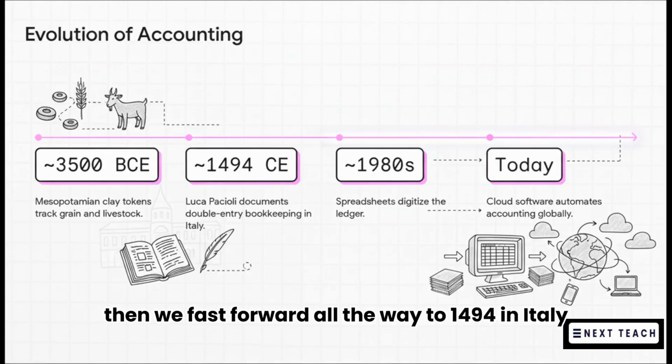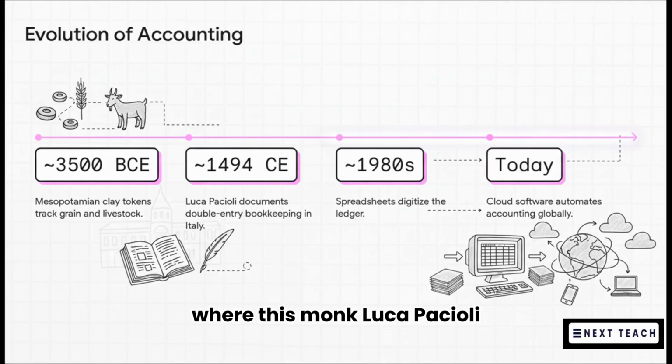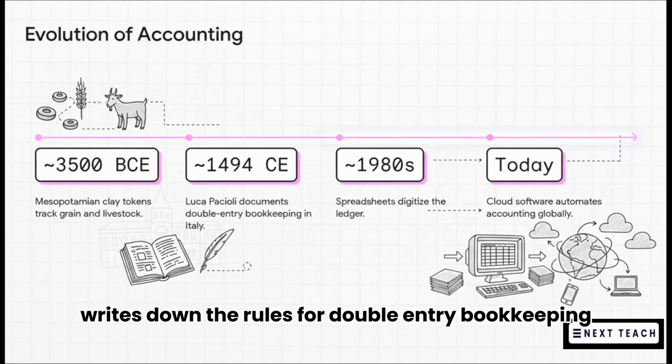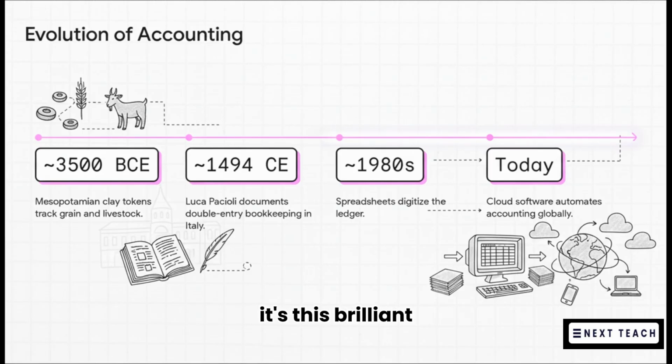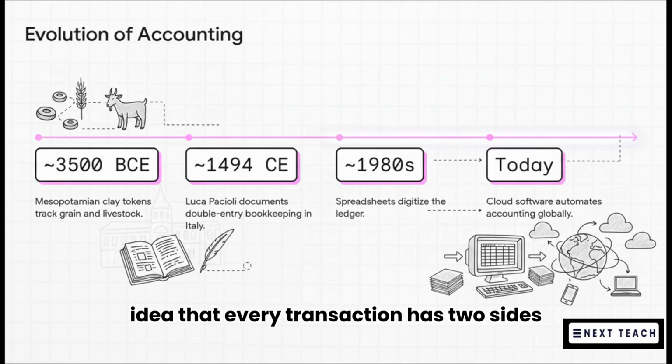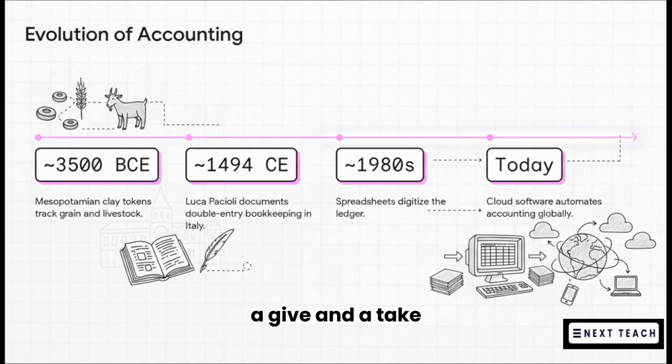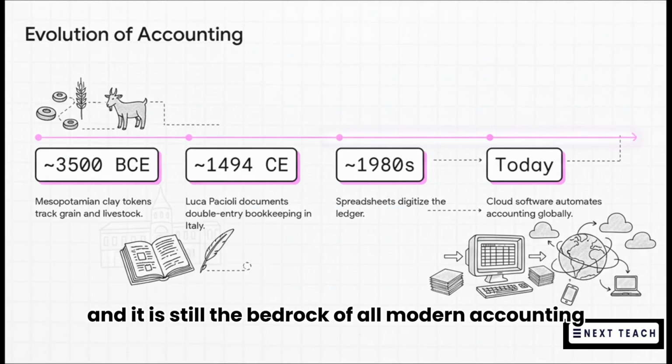Then we fast forward all the way to 1494 in Italy, where this monk, Luca Pacioli, writes down the rules for double entry bookkeeping. It's this brilliant idea that every transaction has two sides, a give and a take. And it is still the bedrock of all modern accounting today.